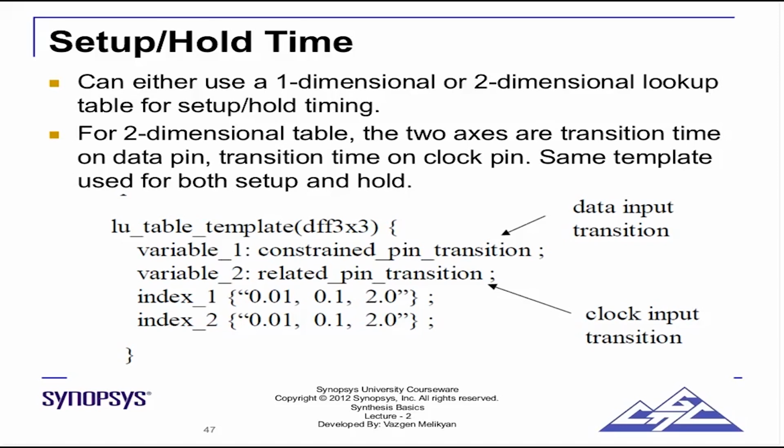Setup time, please note, setup and hold time are between data and the clock pin. So the 2 important things here are the constraint pin transition, which is nothing but data, and the related pin. Related pin is always clock in this case. Index 1 tells us that these are the transition values on data. Index 2 tells us that these are transition values on clock.